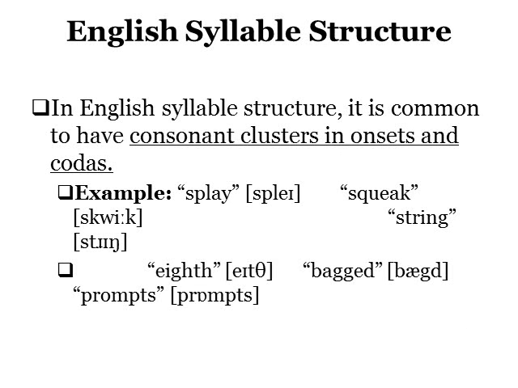Now, in English syllable structure, consonant clusters in onsets and codas are quite common. For example, in the word string, there is a cluster of 3 consonants in onset position, and in the word prompts, there is a cluster of 4 consonants in coda position.